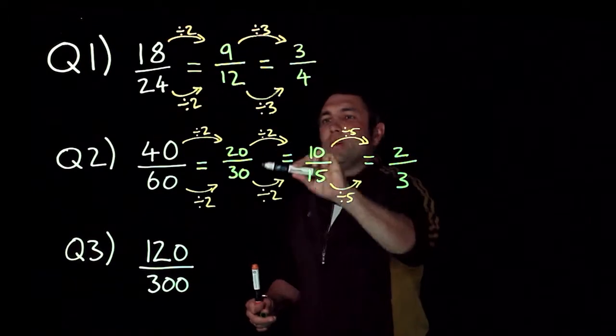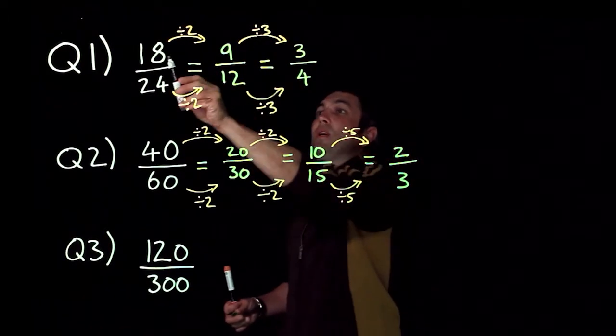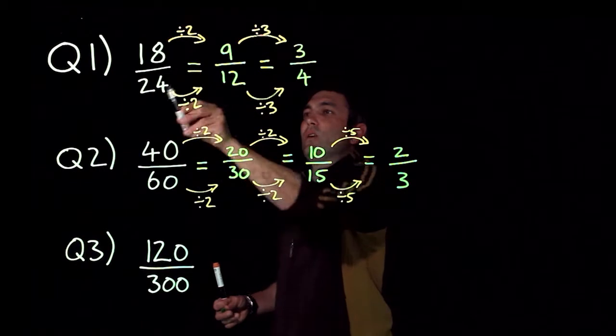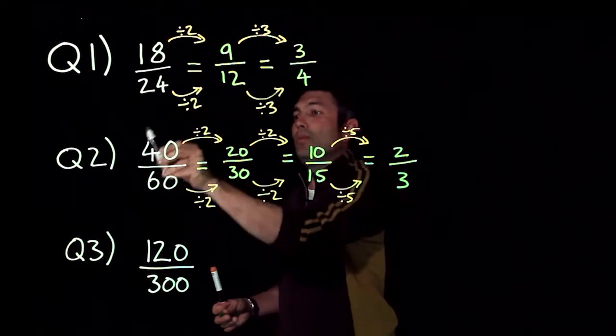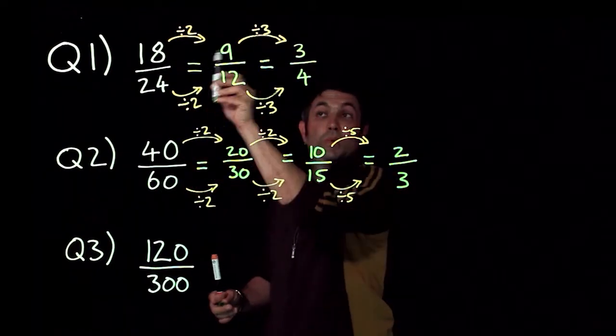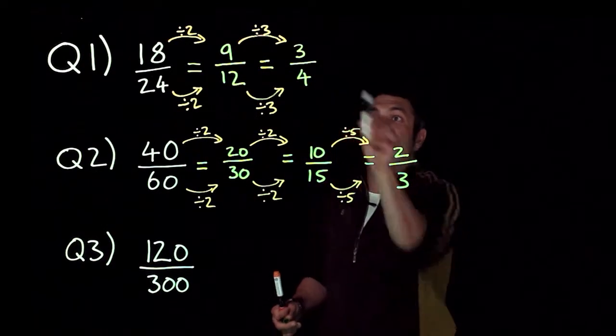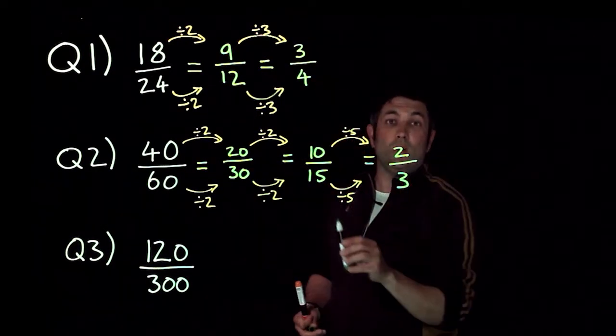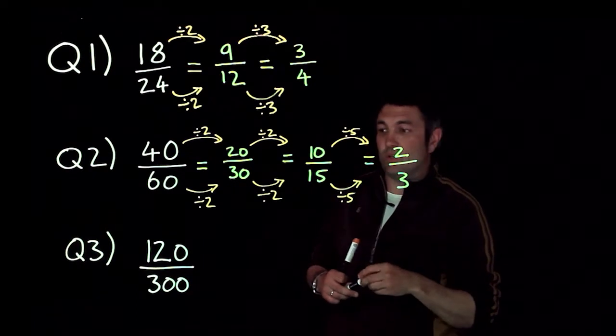Now, what you may have noticed about both of these is actually we could have just done it in one step. You might have noticed these are both in the 6 times table. You might have noticed these are both in the 20 times table, but doing it in stages is absolutely fine. You end up with the same answer no matter what order you do the divisions in.